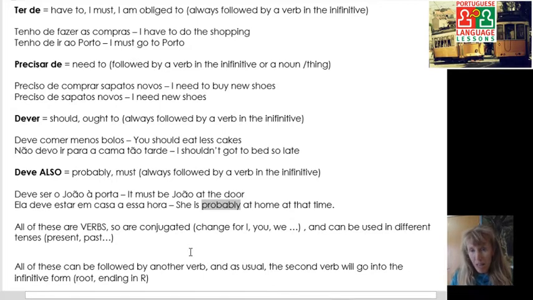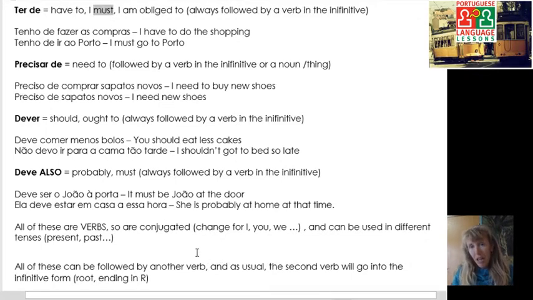All of these are verbs, so they're conjugated. I can say tenho, tens, temos, têm, preciso, precisamos, deve, devem. Okay, so I can change the form according to who it is that's doing the action. And we can use it in different tenses, the present, the past. So these verbs can change in ways that, if you're thinking about the English words, they don't change, like must and should. Always changes the same.